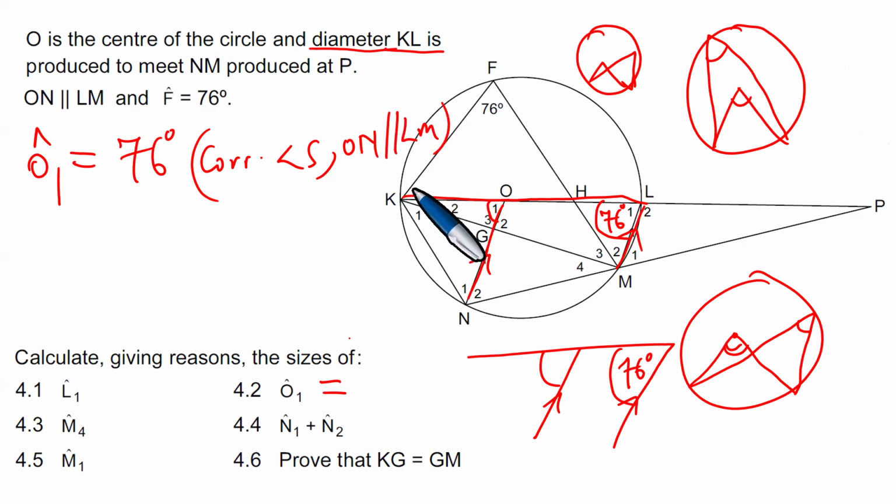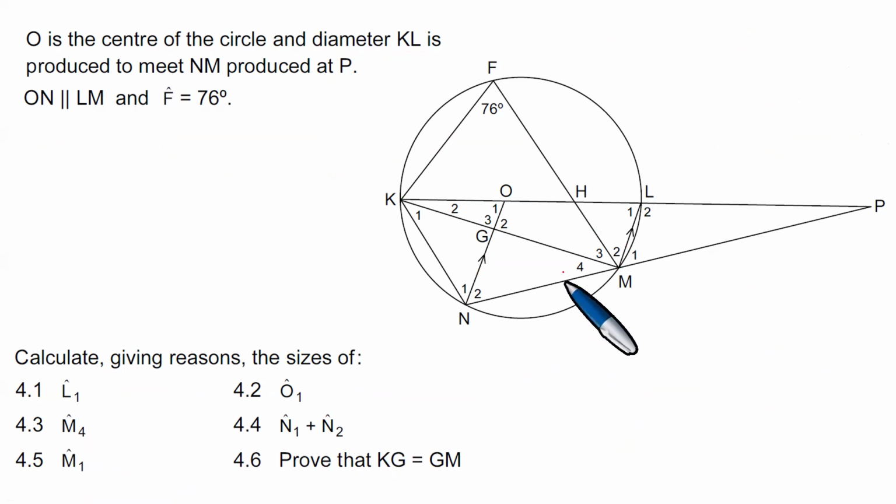Like so. So we found this angle here, which is actually exactly 76 degrees, the angle O1, but also we know that the angle L1 itself is actually an angle that is 76 degrees over there. Okay, next question. Let's see now.